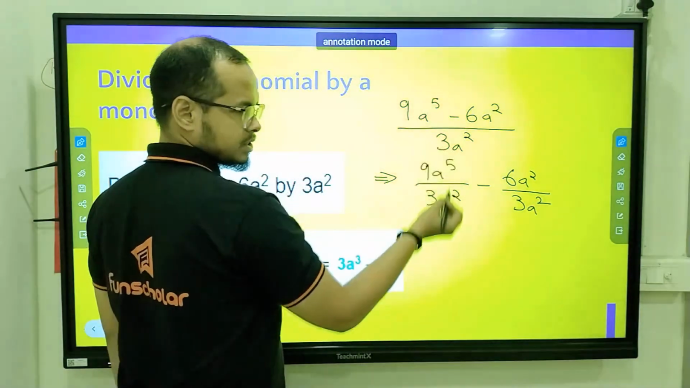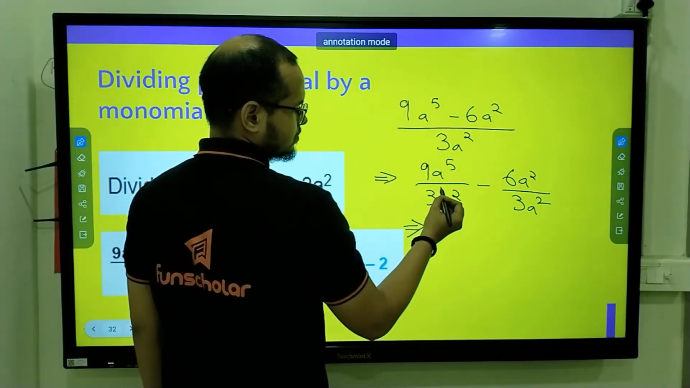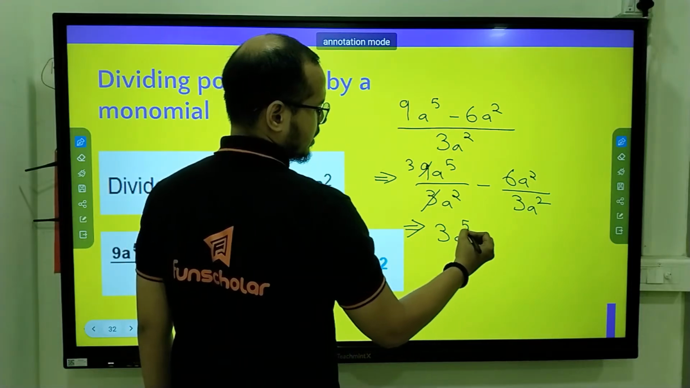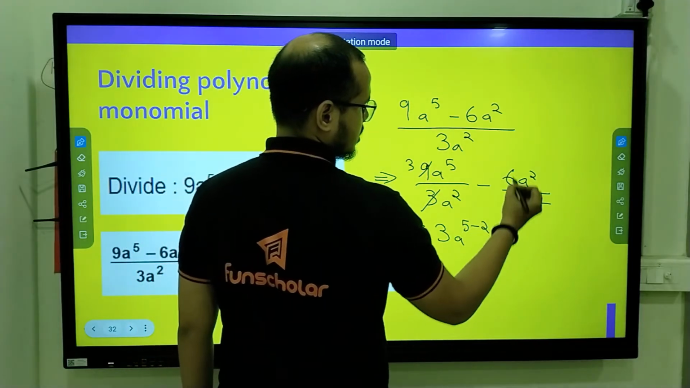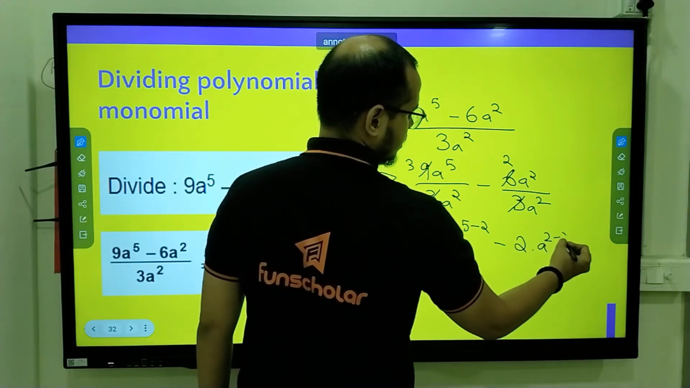Okay, so this and this step are the same exactly. So next, let's start calculating. This and this will cancel and give us 3. So 3a to the power 5 minus 2, minus this and this gives 2. So 2 into a to the power 2 minus 2.